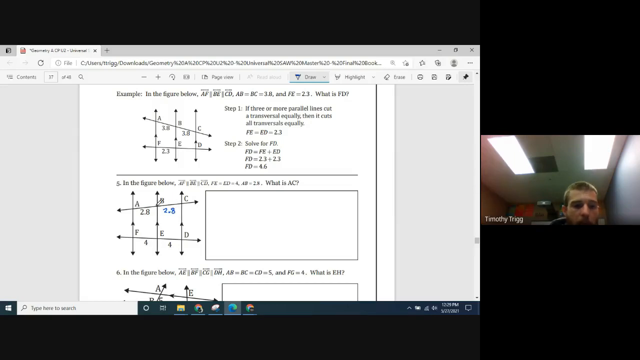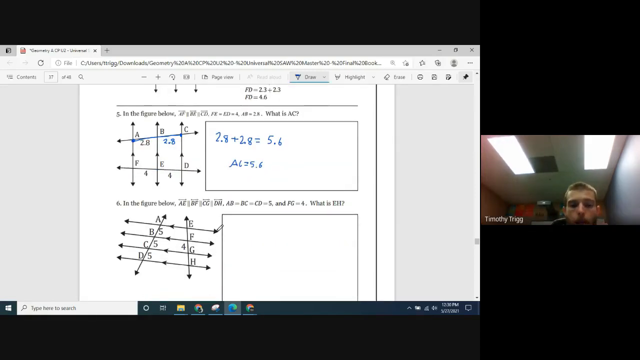Right, so distance from A to B is 2.8. The distance from B to C is 2.8. So now what would be the distance from A to C? Well, that would just be 2.8 plus another 2.8. The AB plus BC. So that total distance would be 5.6. So we'd write AC equals 5.6. So the distance from A to C is 5.6.